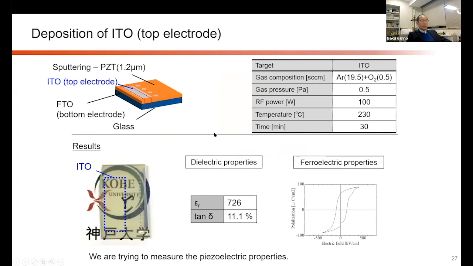So we measure the dielectric and ferroelectric properties using a transparent ITO top electrode. And you can see we cannot identify where the ITO is, but anyway, we can obtain a good dielectric constant and a very typical ferroelectric hysteresis curve. So we also measure the piezoelectric property of this type of transparent piezoelectric thin film, and we confirm almost the same piezoelectric property as PZT thin films on the metal substrate.